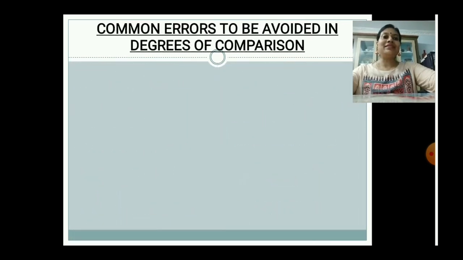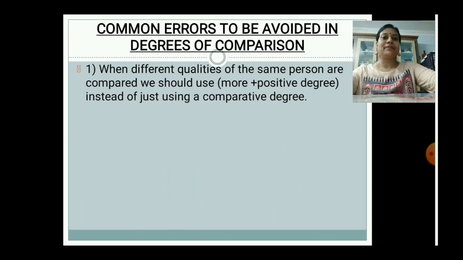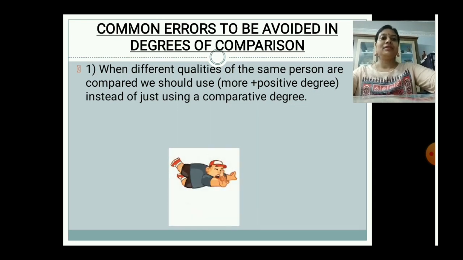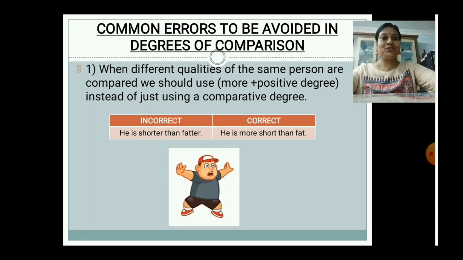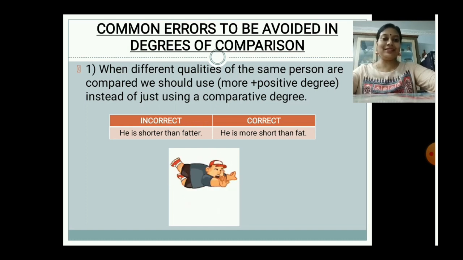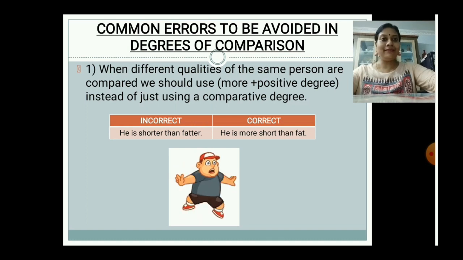The next slide is about the common errors which are to be avoided in degrees of comparison. Let us see what those situations are. When different qualities of the same person are compared, we use more plus the positive degree instead of just using a comparative degree. For example, he is shorter than fatter. Here we have used two qualities, that is short and fat. So the correct way of writing this sentence is he is more short than fat.